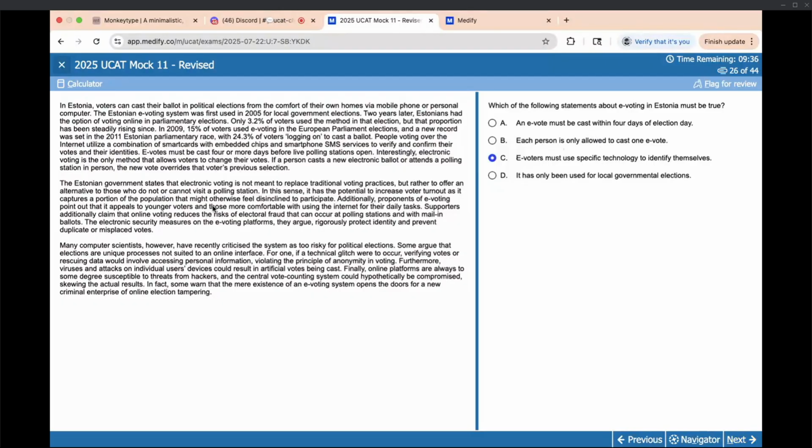That's true. Versus e-voted platforms, so rigorously protect identity. So I'd say that's true.